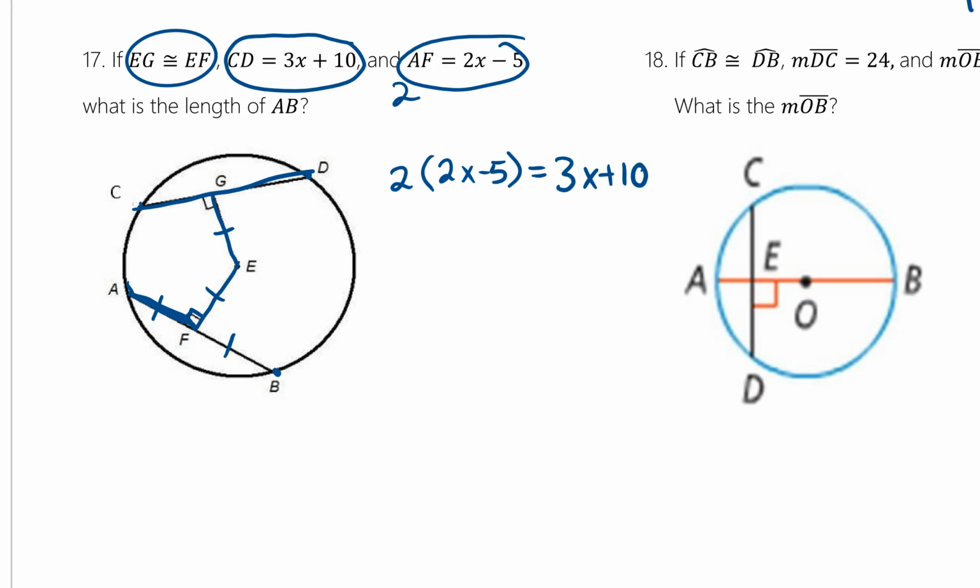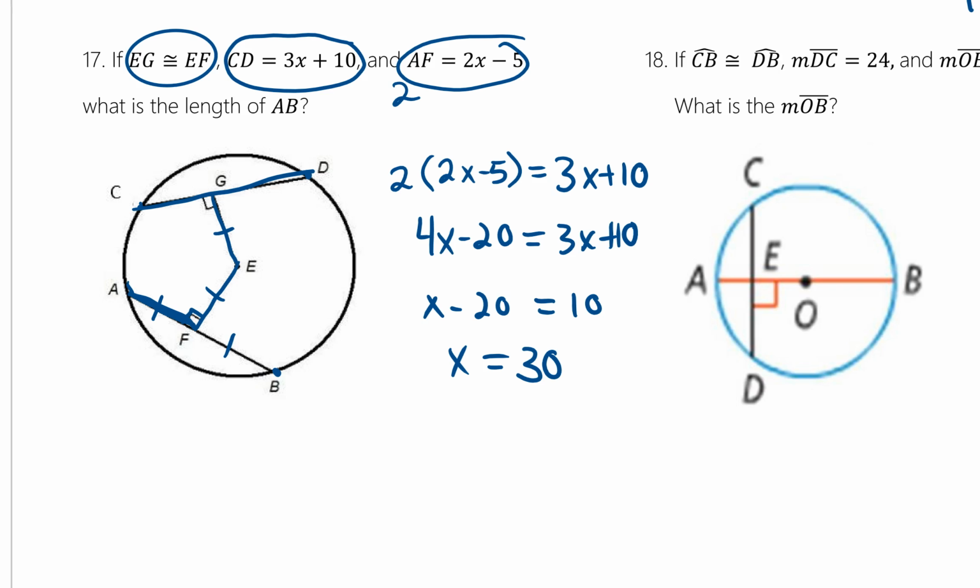Now from here we just need to solve this. We get 4x minus 20 equals 3x plus 10. Get your x's together and get x minus 20 equals 10. Add the 10 to both sides, so x is equal to 30. Now we're not done with the problem, because it doesn't say just solve for x. It also asks what is the length of AB.